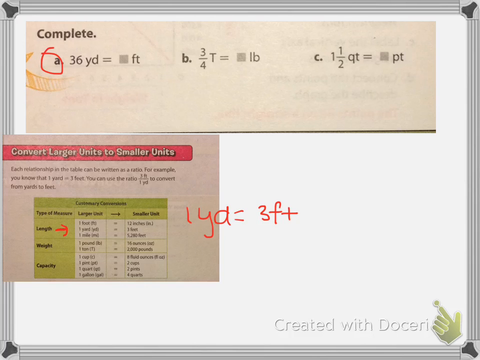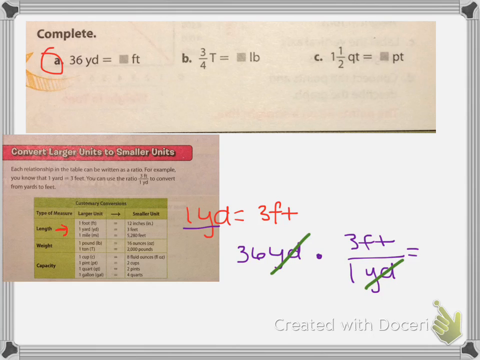The next thing that we need to do is go ahead and set up the problem. So we're going to start with our 36 yards that they gave us times, and remember, we're cross-simplifying, so this 1 yard has to be on the bottom. So let's make sure we put 1 yard on the bottom, and then the 3 feet has to go on top. Now, because we put the 1 yard on the bottom, the whole purpose of that was so that we could cross-simplify out the yards.